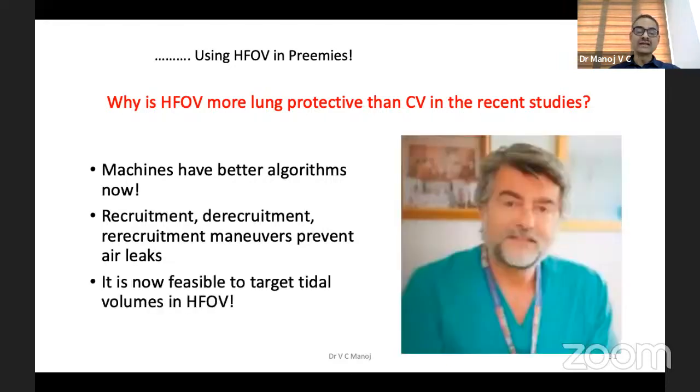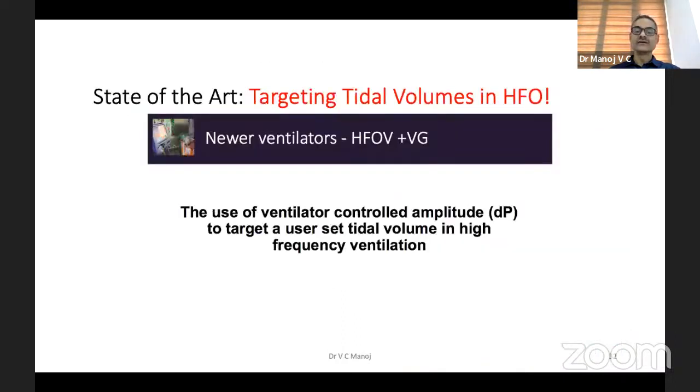And most importantly, it is because of this man, Professor Samuel Sanchez Luna from Spain. Now it is feasible to target tidal volumes in high frequency oscillation. This is a concept that has come up in the last 2 decades, and the newer ventilators, mind you, the SensorMedics, the king, doesn't have this. So the newer ventilators have an option to target tidal volumes in HFO also.